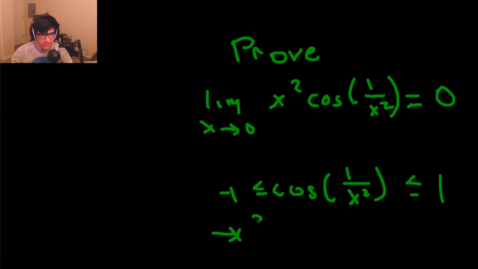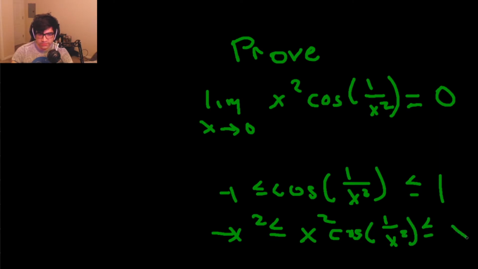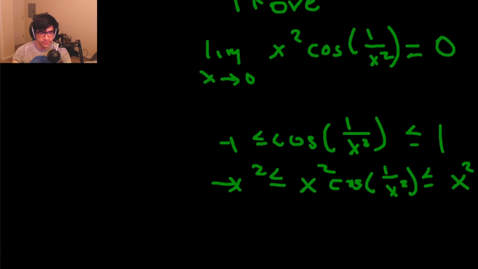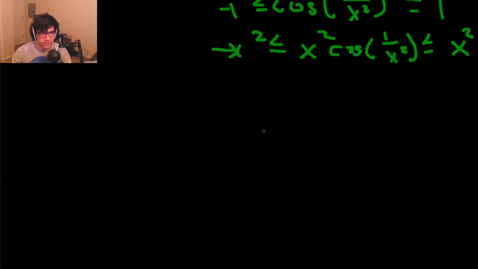So we're going to have negative x squared is less than or equal to x squared cosine of 1 over x squared, which is less than or equal to positive x squared. So now we have constrained our function x squared times cosine of 1 over x squared between two other functions. From below, negative x squared, and from above, positive x squared. And now we could just evaluate the limit.